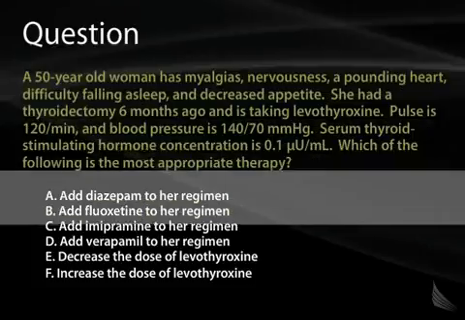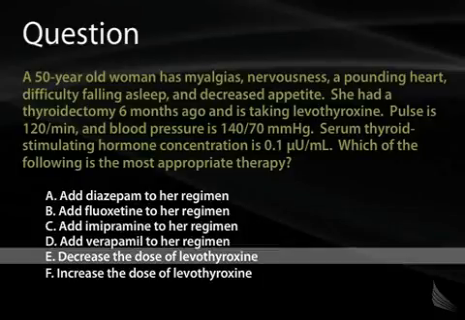So the correct answer to this question is E, which is to decrease the dose of levothyroxine, because, as I said, she has no thyroid, so you're giving her exogenous thyroid in the form of levothyroxine, and likely the dose is a little high because it's reflected by not only her clinical symptoms, but also by a low TSH, which is at 0.1. Normal TSH levels are between 0.5 and 4. And so the appropriate course of action here would be to decrease the dose of levothyroxine, which would then allow her TSH to normalize.